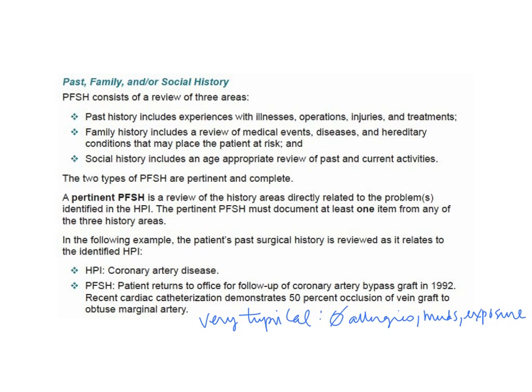The other component that you're looking at is going to be the past, family, and social history. So again, you're going to want to include different components of this depending again on the level of your visit. So past history is going to include any experiences with illness. Family history is going to include that review of medical events, diseases, and hereditary conditions. And then the social history is like the age-appropriate review of current and past activities.